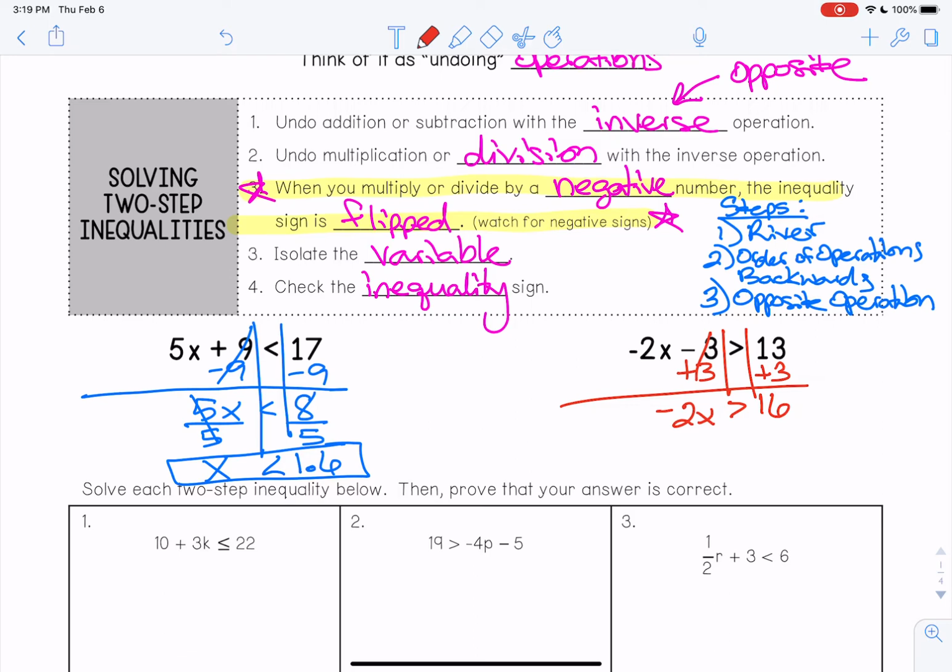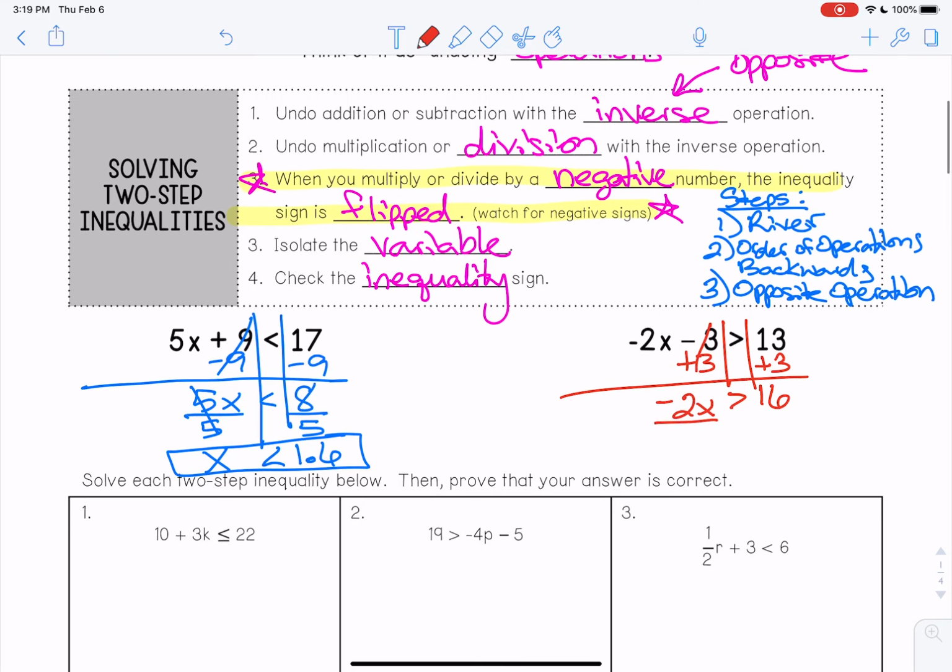We do the opposite again, and the opposite of multiplication is division. So I'm going to divide both sides by -2. My 2's cancel out, and my x... now we flip the sign because we just divided by a negative. So the sign needs to flip. And we get x is less than... a positive divided by a negative is a negative. So we have -8.